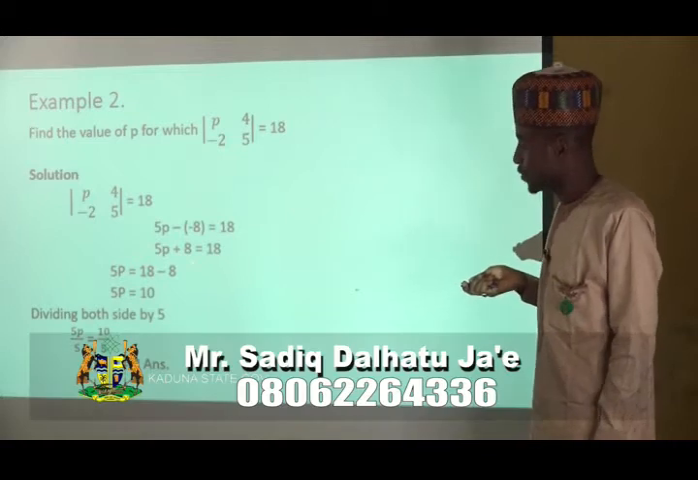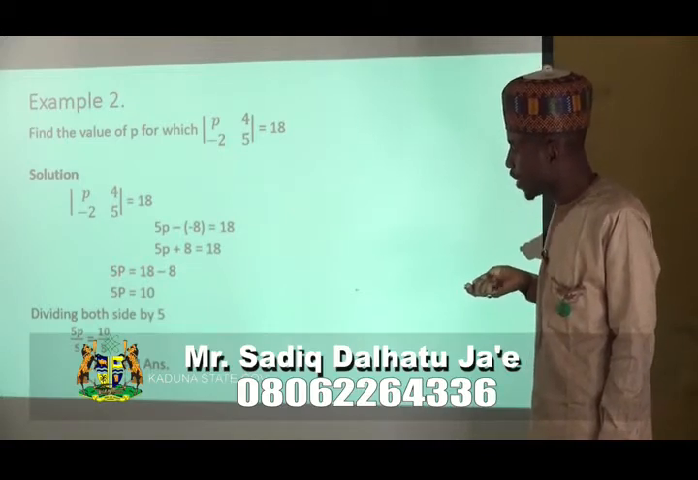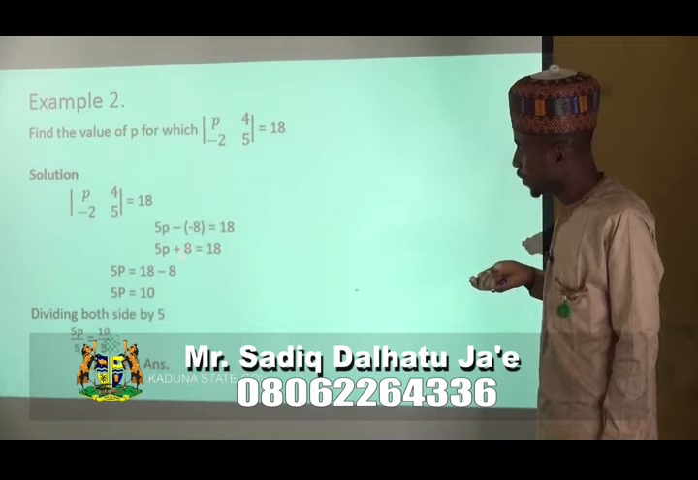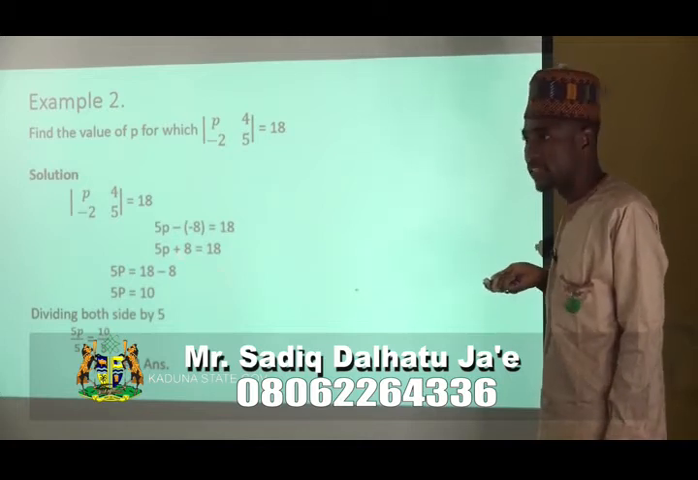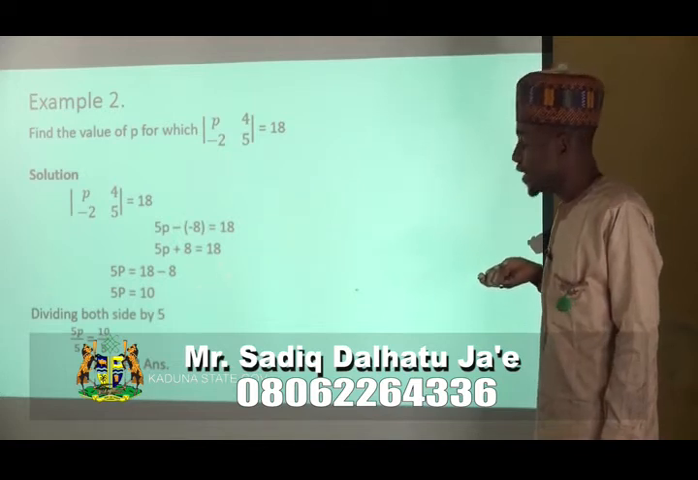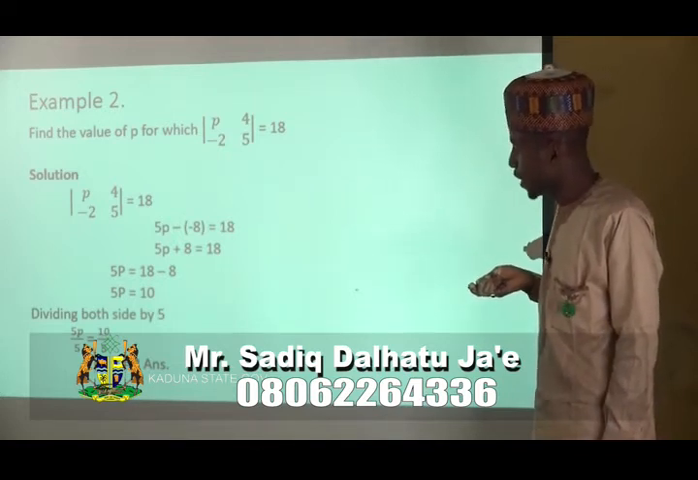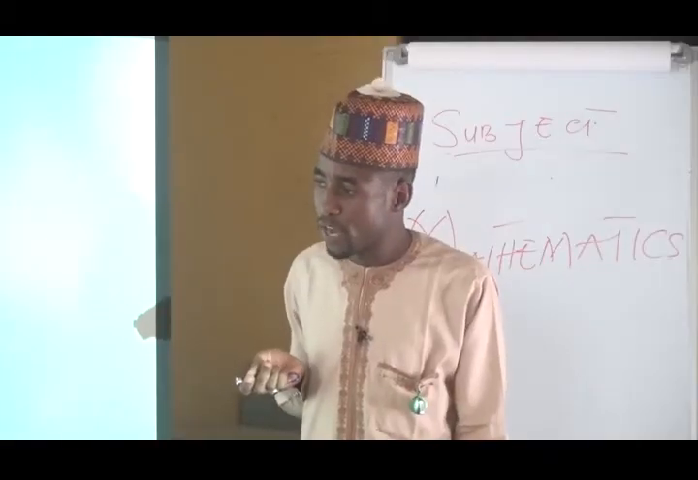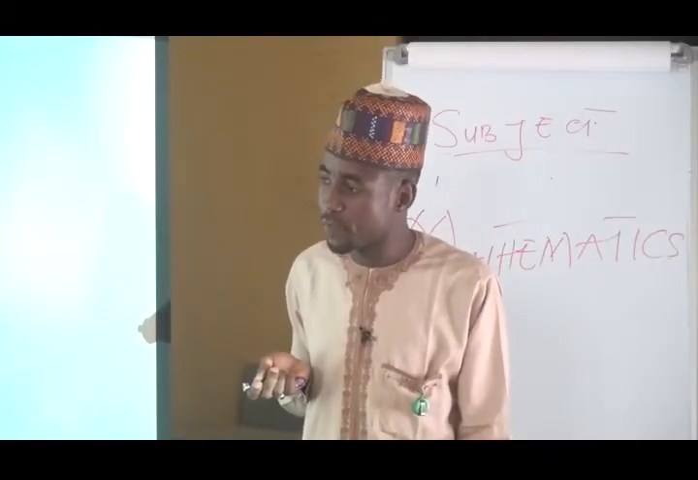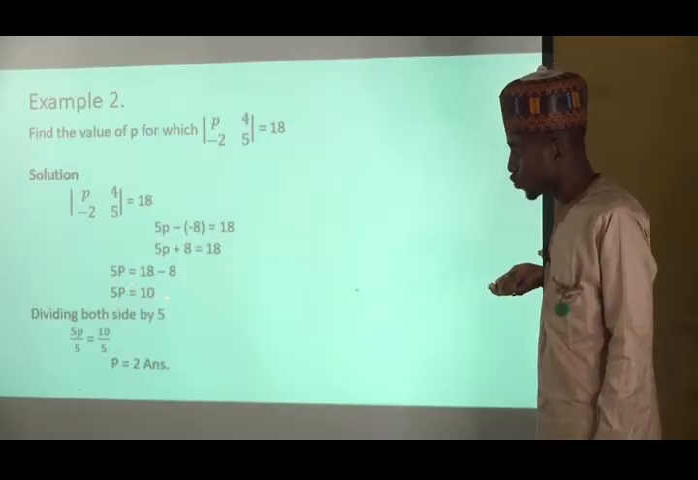You collect like terms. Then you have 5P equals 18 minus 8. Initially, this 8 is positive. If 8 crosses the equality sign, then it will be negative. 18 minus 8, you have 10. So the next step is 5P equals 10.